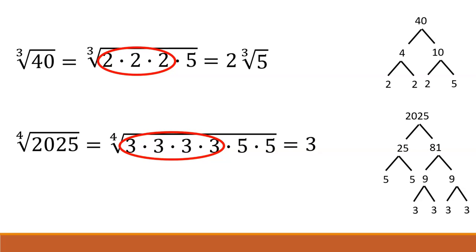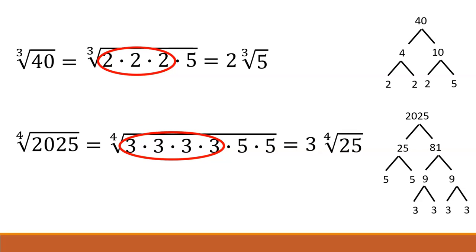There's only 2 5s, so we don't have 4 factors of 5 under the radical, which means those 2 factors of 5 are going to remain underneath the radical, and we'll go ahead and multiply them together and call them 25. So the fourth root of 2025 is the same thing as 3 times the fourth root of 25.